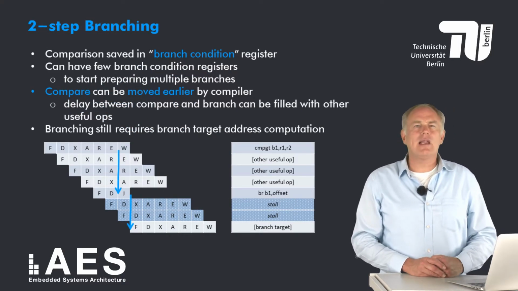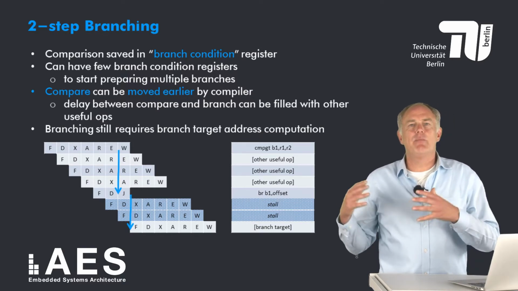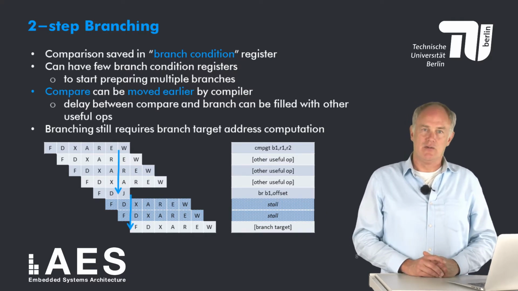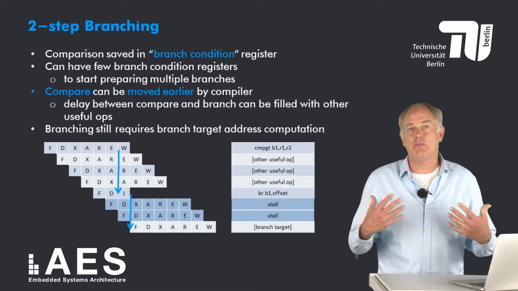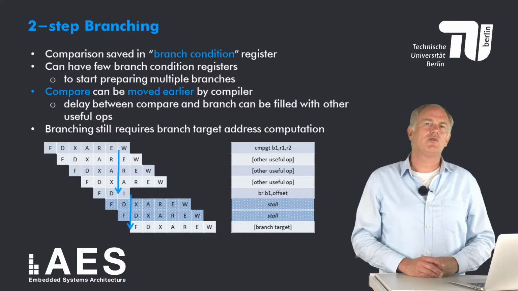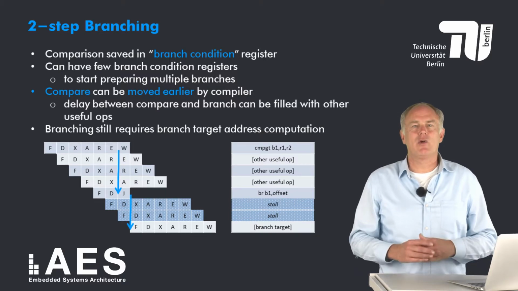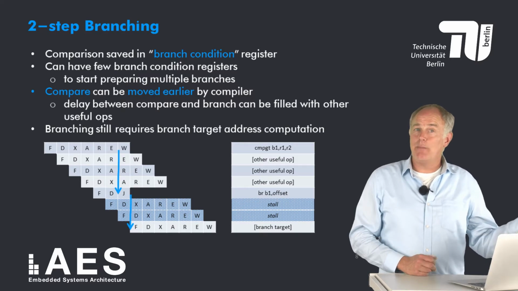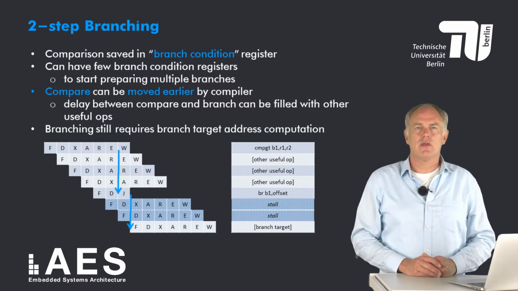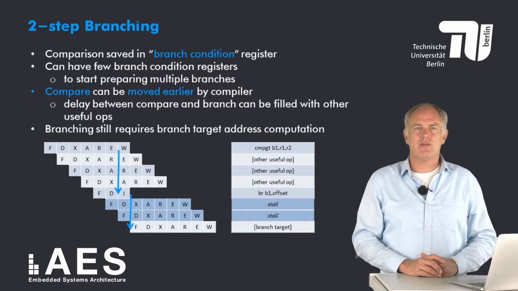What almost all VLIW processors do is a 2-step branching. They save the branch condition in the branch condition register, and then most VLIW processors have several of such branch condition registers to be able to start comparing multiple branches. Then the compare part of the branch can be moved by the compiler as early as possible. So there is a certain delay between the compare part and the branch itself. Furthermore, the compiler should fill the delay with useful instructions.